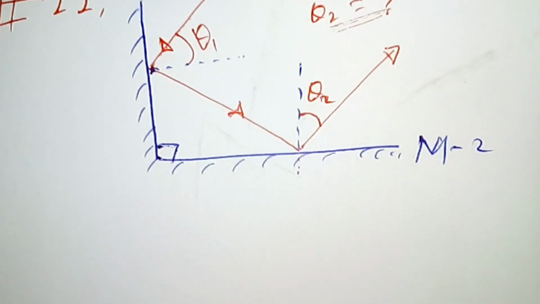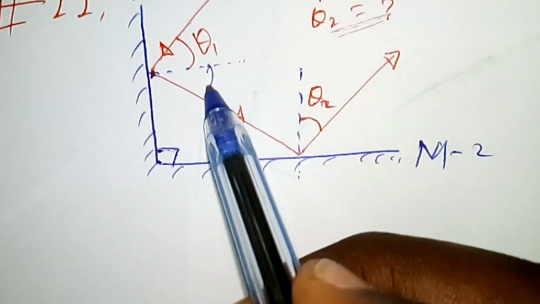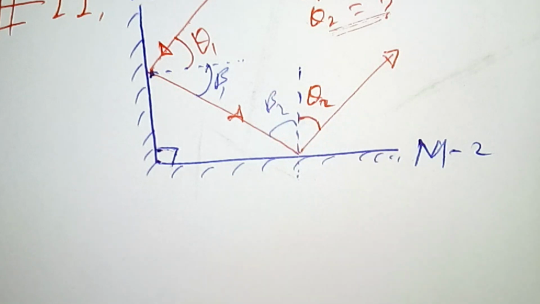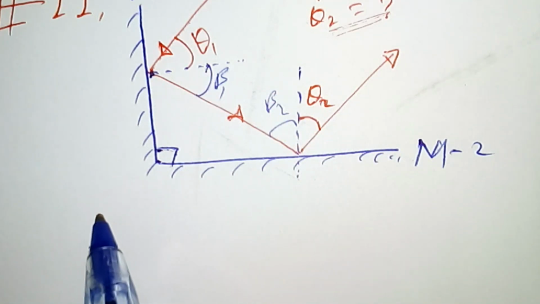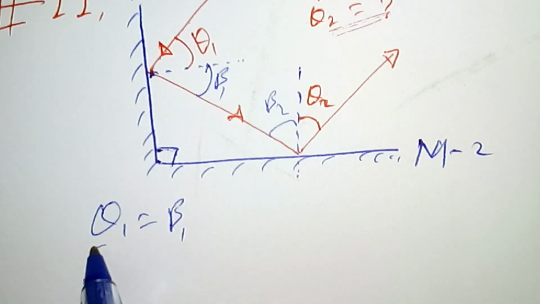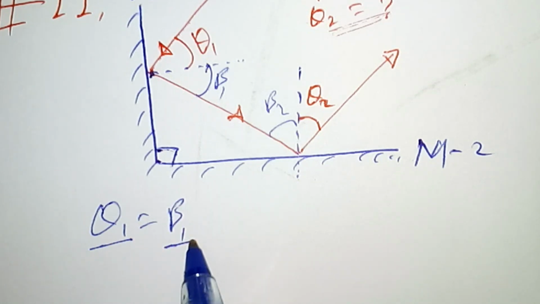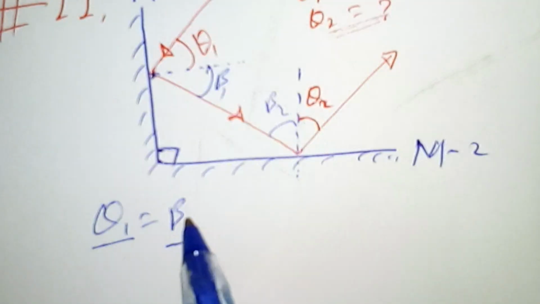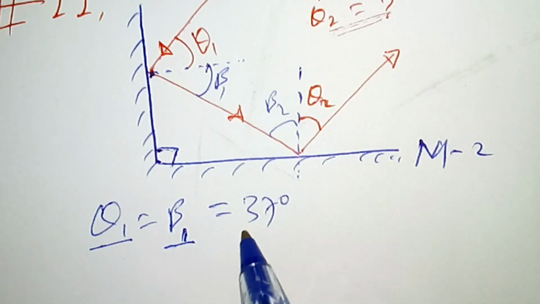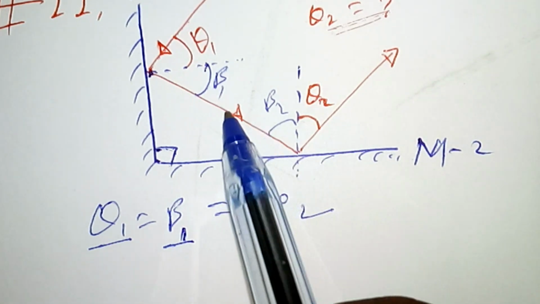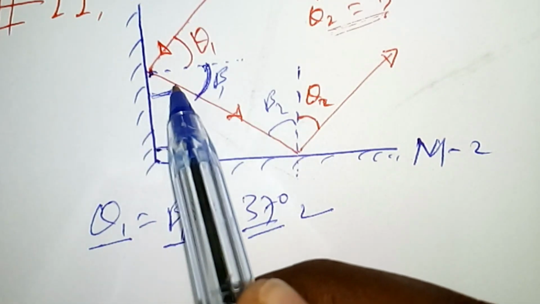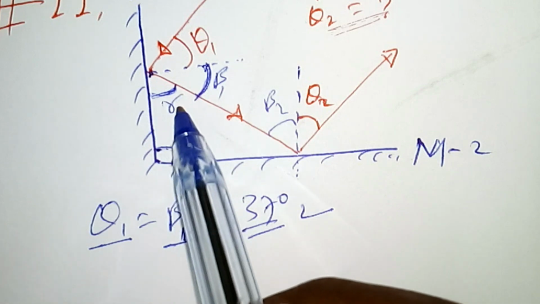To find the value of theta 2, we use the laws of reflection. Let's assume that this angle is beta 1, and this angle is beta 2. We know from the laws of reflection that theta 1 is equal to beta 1, or the angle of incidence is equal to the angle of reflection. So if we know the value of theta 1, we know exactly the value of beta 1, which is 37 degrees also. And then this other angle, let's say it is gamma 1.